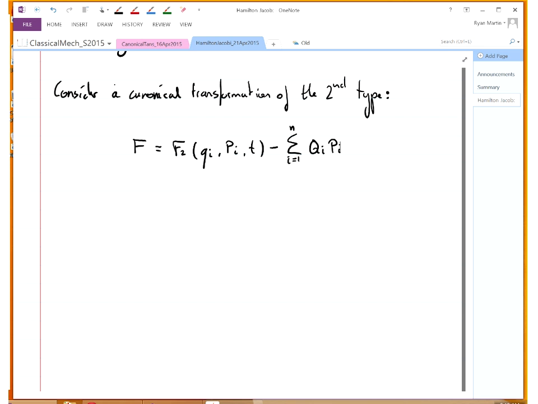What we need is the total time derivative of F. We're going to need it in a minute, so let's do it now. So it's the total time derivative, so the stuff inside of F that depends on time, we have to take the time derivative of.